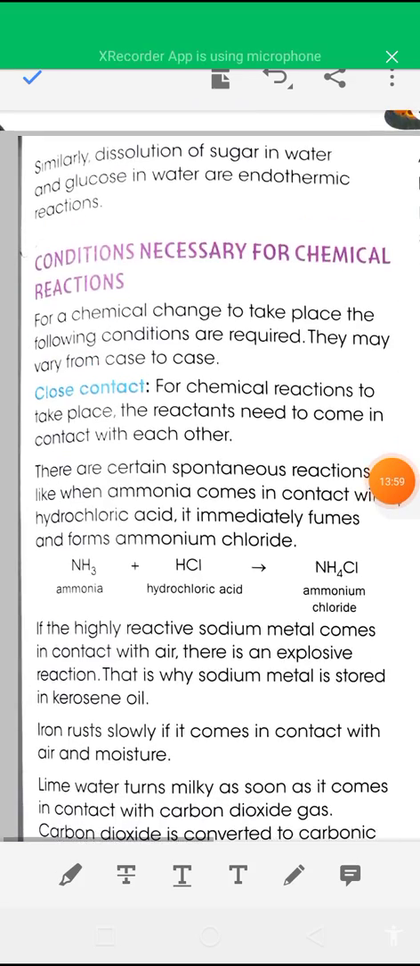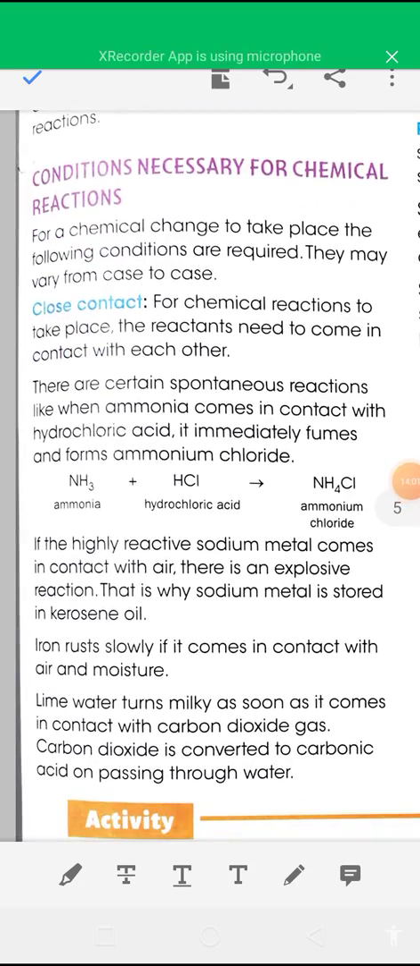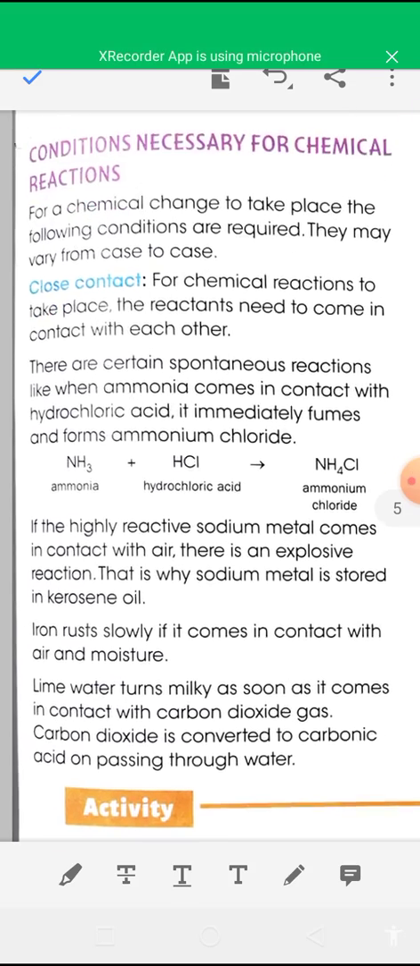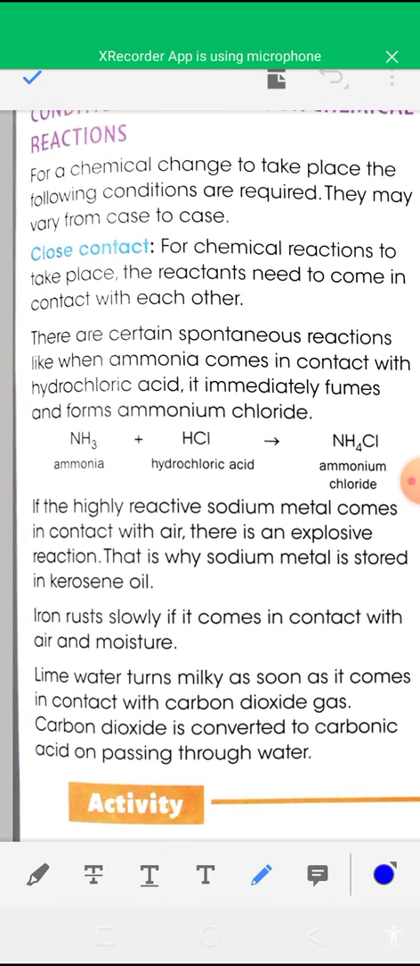Now the conditions for a chemical reaction. There are many conditions. For a chemical change to take place, the following conditions are required, like close contact. Most important condition, close contact. You have already studied this in class 7. For a chemical reaction to take place, reactants need to come in contact with each other. So close contact is the most important condition for a chemical reaction.